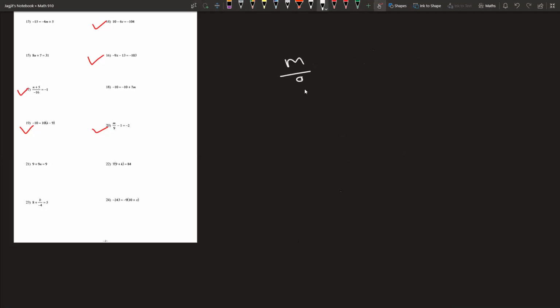m over 9 minus 1 is equal to minus 2. Okay, folks. First thing, we're going to move this minus 1 to the other side. So minus 1 when it goes to the other side becomes plus 1. Okay, m over 9 is equal to minus 2 plus 1, which is minus 1.